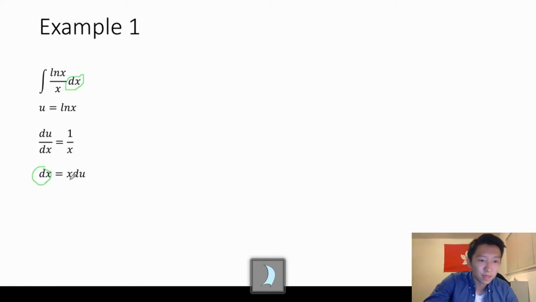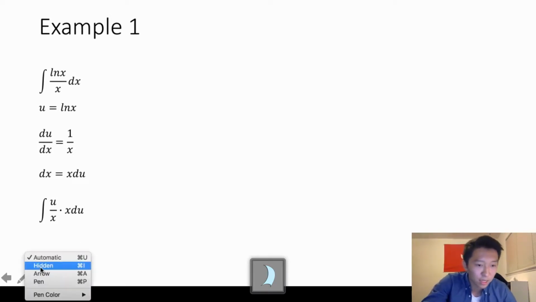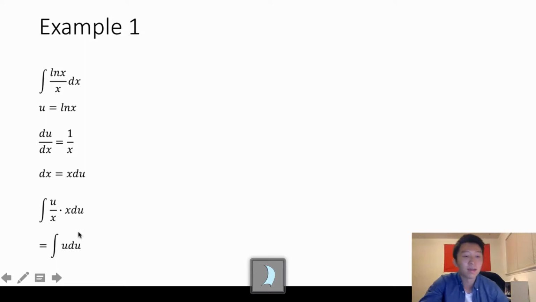So you can sub the x du back into this equation and sub the u back into this integral to get u over x multiplied by x du, since we substituted u for ln x, and x du for dx. Here you can see that we can cancel out the two x's in the integral, and therefore get the integral of u du, which is something that we can integrate pretty easily.